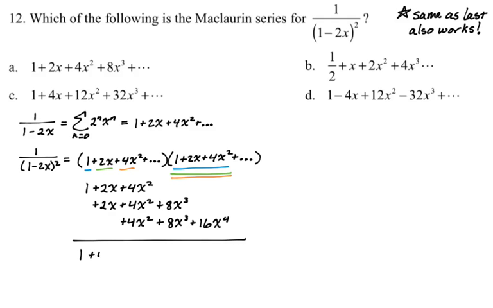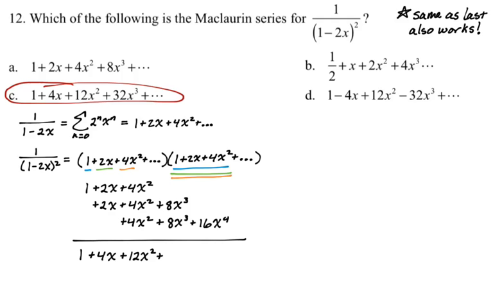If I add those up, I get 1 plus 4x plus 12x squared, plus, it goes on forever, but we locked in those. So looking at the answer choices, I should be able to choose the answer. If you look, option C is the only one that has these terms, so that's our answer. So you can actually multiply power series. It's kind of annoying, but you can do it.